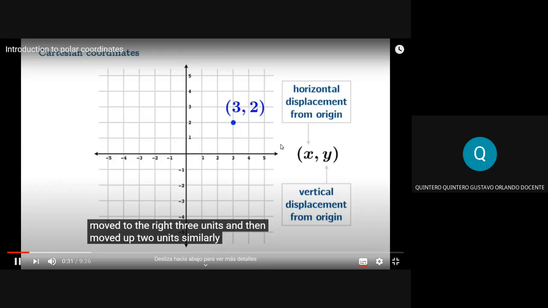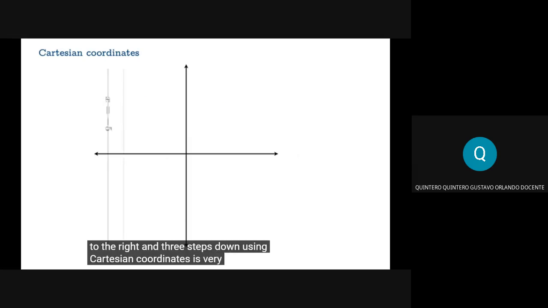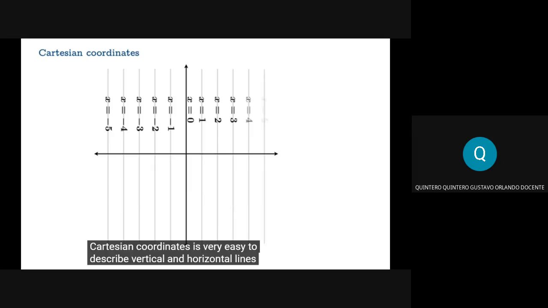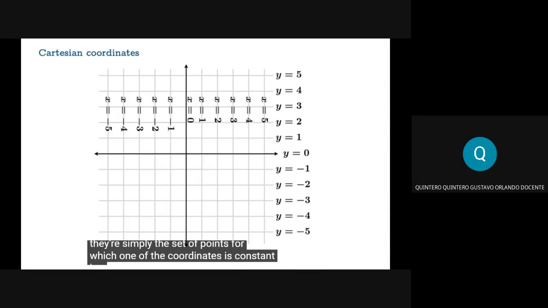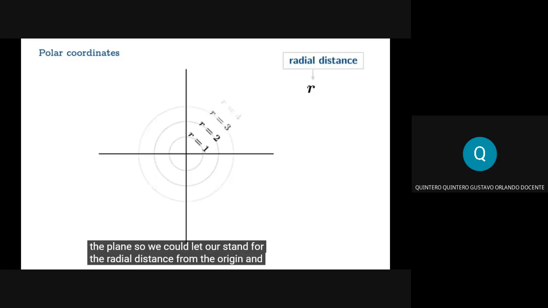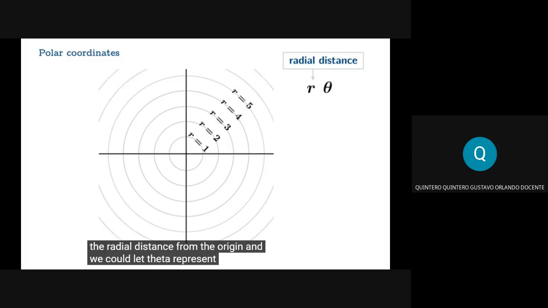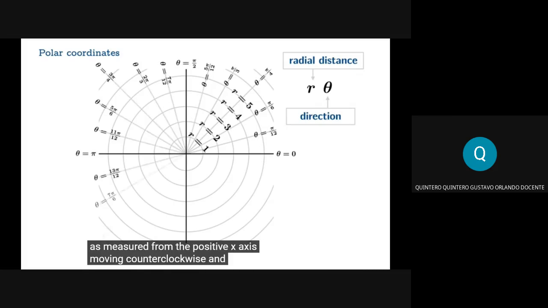Let's continue. Similarly, negative 2, 4 is where you arrive when you go 2 steps to the left and 4 steps up from the origin, and 1, negative 3 is 1 step to the right and 3 steps down. Using Cartesian coordinates it is very easy to describe vertical and horizontal lines. They're simply the set of points for which one of the coordinates is constant. But you could imagine using different information to describe where you are in the plane. So we could let r stand for the radial distance from the origin, and we could let theta represent a direction as measured from the positive x-axis moving counterclockwise, and we're going to measure in radians.